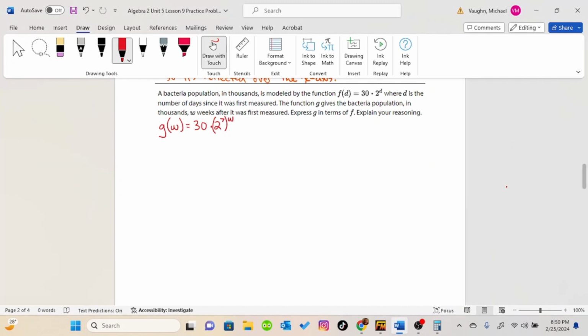The second way we can write this is as a horizontal scaling factor. So we could say g of w equals f of 7w, because however many weeks we have as the input, we would need to multiply it by 7 in order to turn it into days, which is what f is represented in.